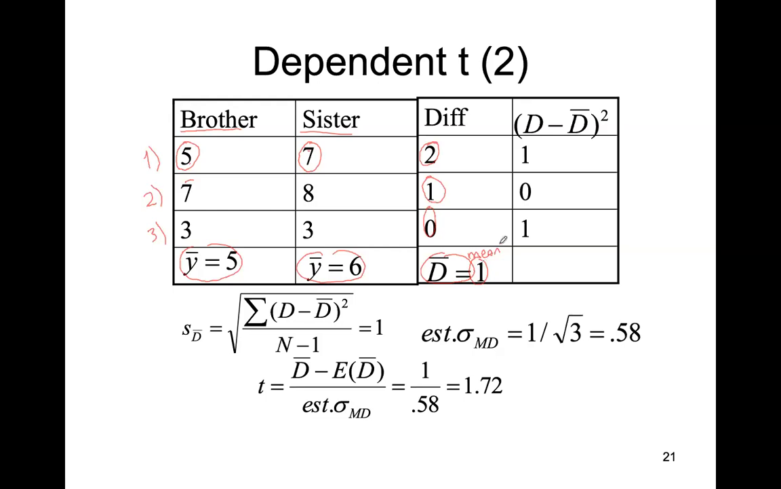Paired observations. What is this part? Why am I doing this? Why am I using this? Because I will use this in my standard deviation calculations, right? So this is my difference, but I will take the difference from the mean. 2 minus 1. 1 minus 1. 1 minus 1 squared. Okay? That's why I got 1, 0, and 1.